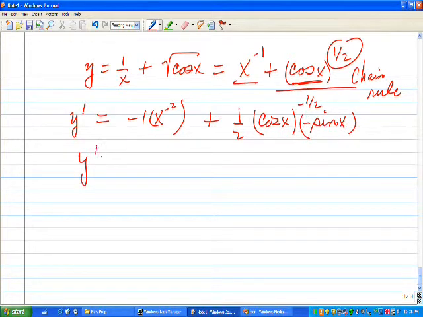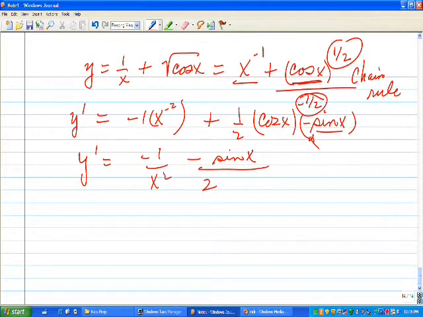Simplifying this, we get minus 1 over x squared. We're going to have a negative sign here, so we're going to have a minus. Let's leave the sine of x on top. And since this is a negative exponent, let's bring it down to the bottom and make it the square root of cosine of x. So that's another example of using the chain rule. Do one last example.